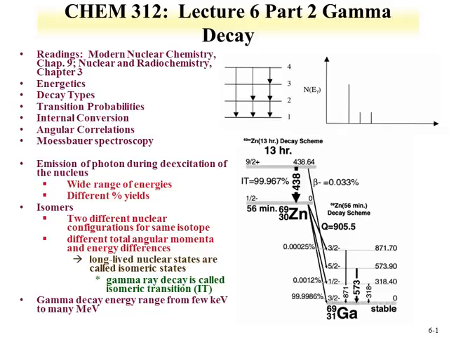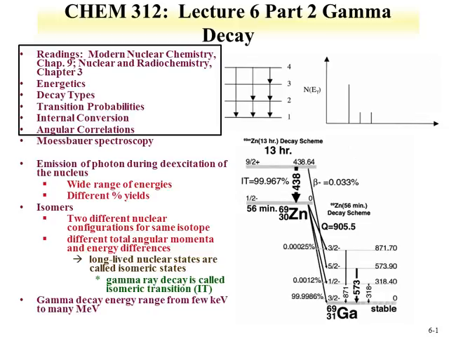Welcome to Lecture 6, Part 2, of the lectures on gamma decay for Chemistry 312, Radiochemistry. In the previous section, we talked about gamma decay energetics, some types of gamma decay, photon or non-photon emission, internal conversion photon electrons, transition probabilities related to spin and parity, and angular correlations.